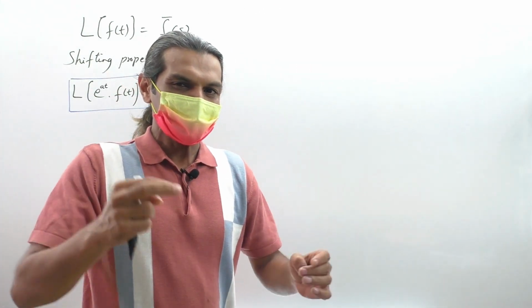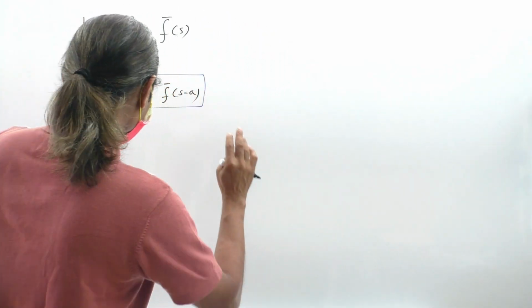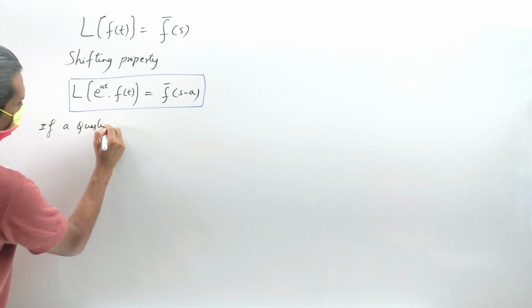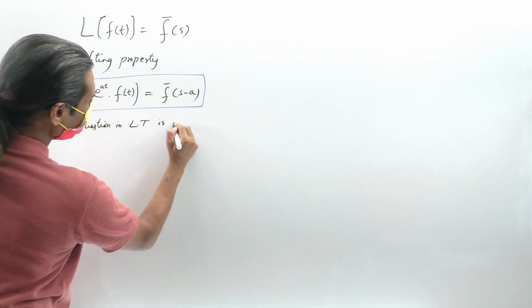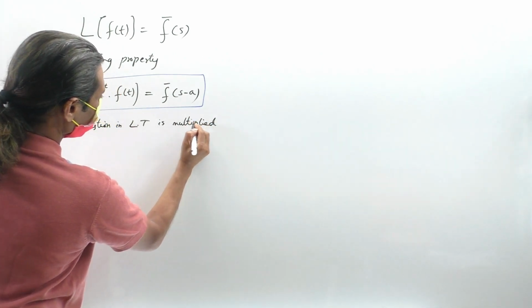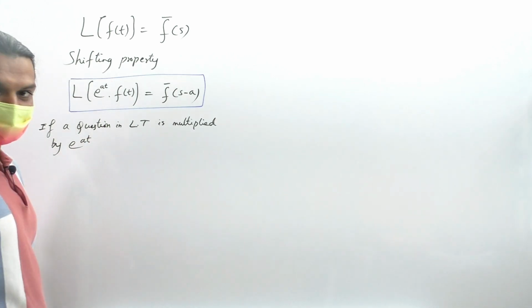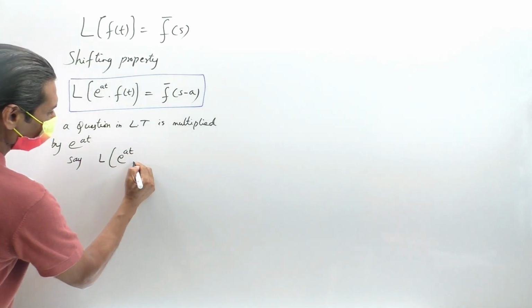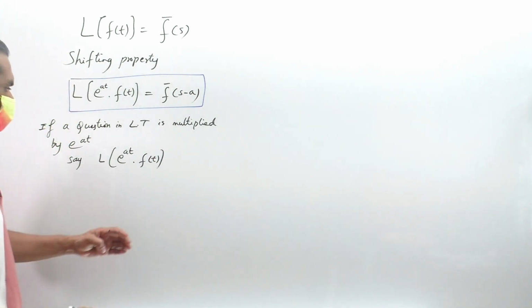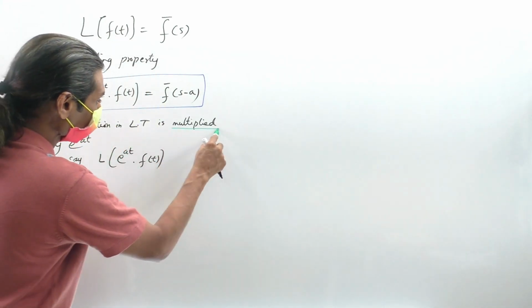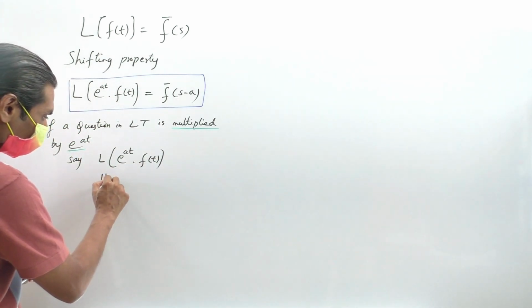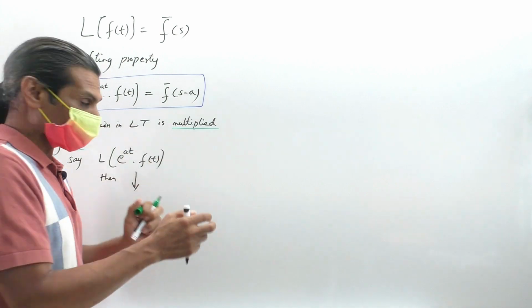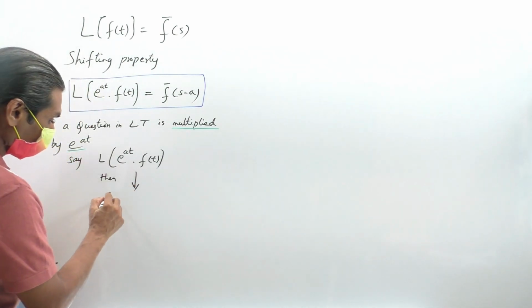Now let's make this very simple for you so that it enters your brain. In the simplest form, the shifting property means: if a function in Laplace transform is multiplied by e raised to at, say Laplace of e raised to at into f of t, then what to do? If f of t is multiplied by e raised to at, then what to do?